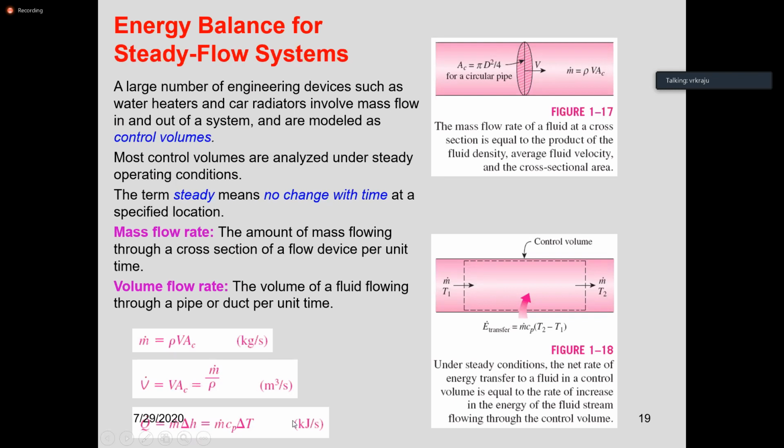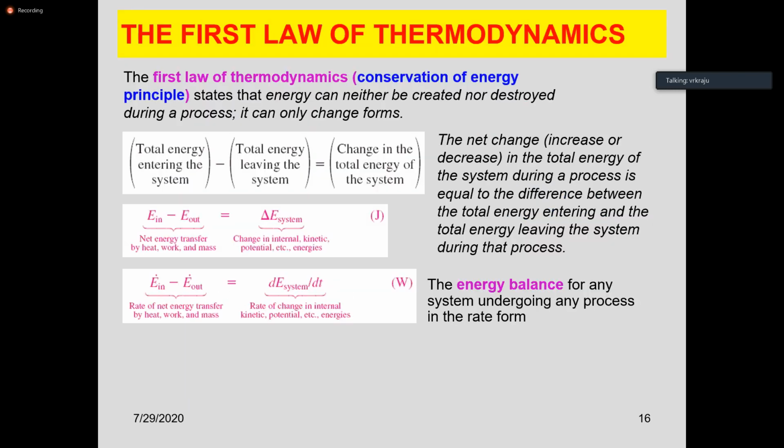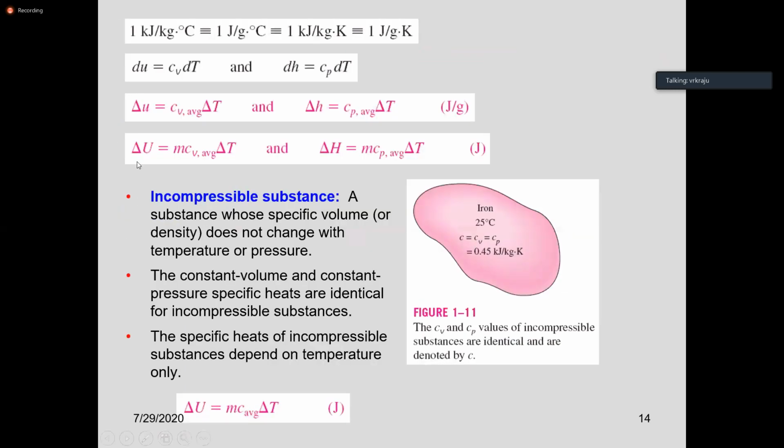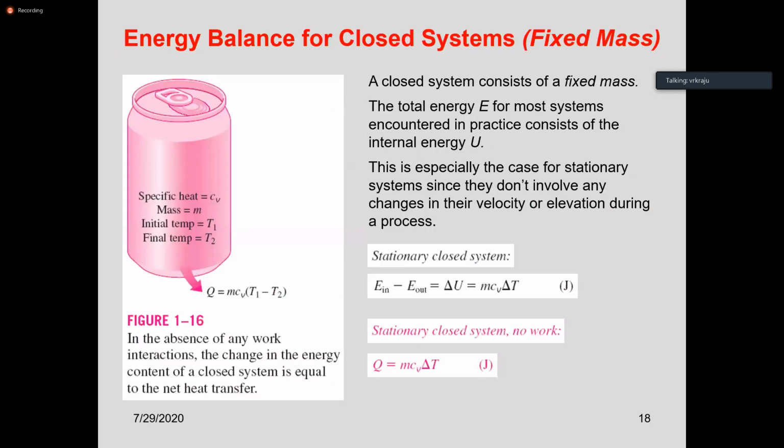This comes into the picture only when there is flow work, that is, an open system. If it is a closed system, there is no question of mass flow rate. Whatever energy is there is associated with your internal energy, and for internal energy, the change of internal energy is Cv into delta T. That's why in a closed system, you get m Cv delta T.